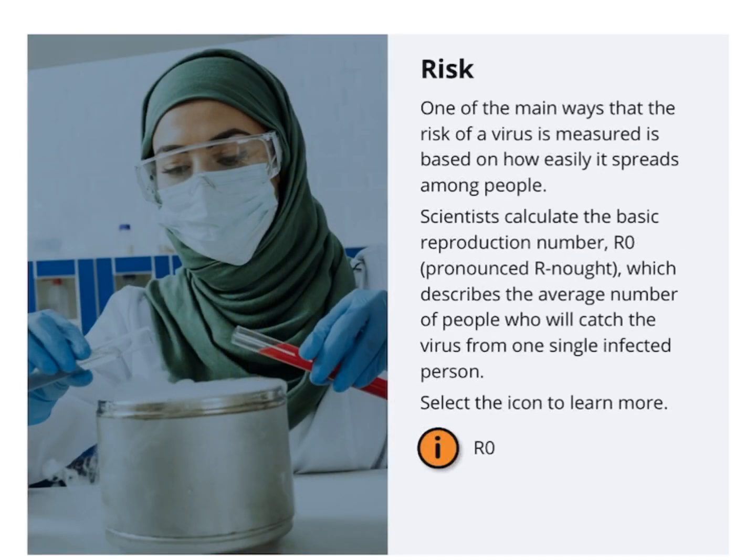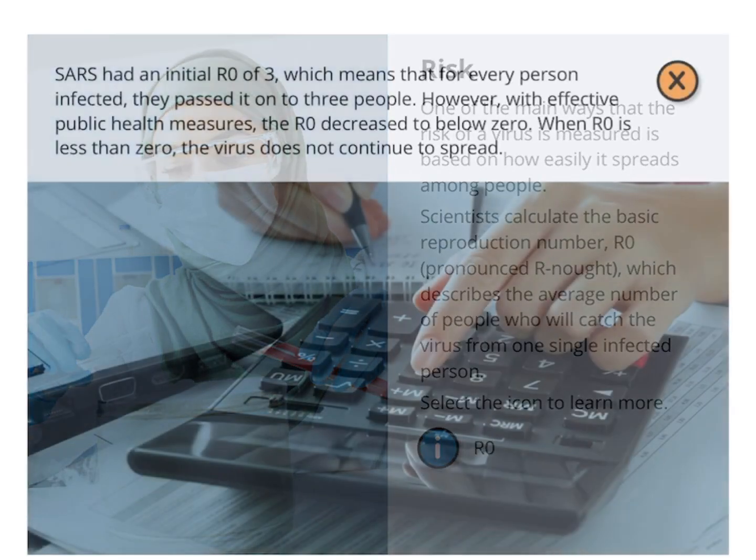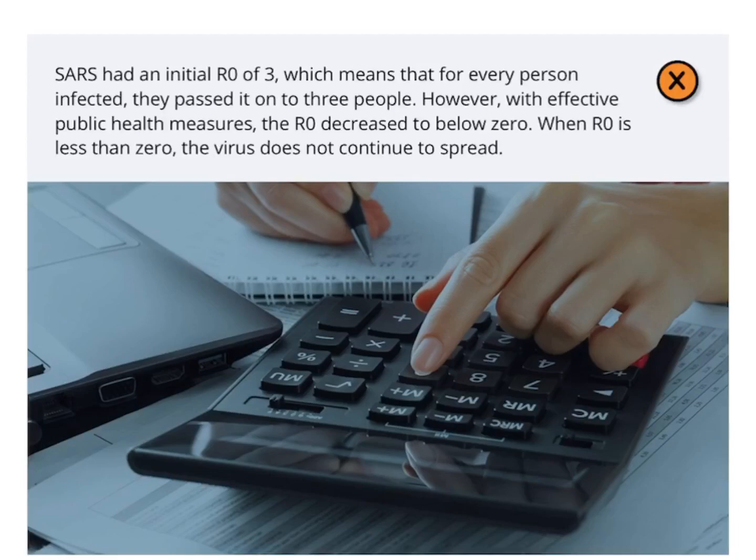One of the main ways that the risk of a virus is measured is based on how easily it spreads among people. Scientists calculate the basic reproduction number, or R0, which describes the average number of people who will catch the virus from one single infected person. Select the icon to learn more. SARS had an initial R0 of 3, which means that for every person infected, they passed it on to 3 people. However, with effective public health measures, the R0 decreased to below 0. When R0 is less than 0, the virus does not continue to spread.